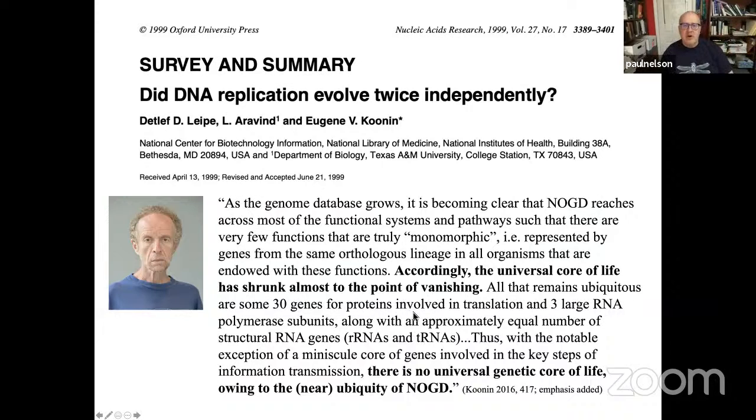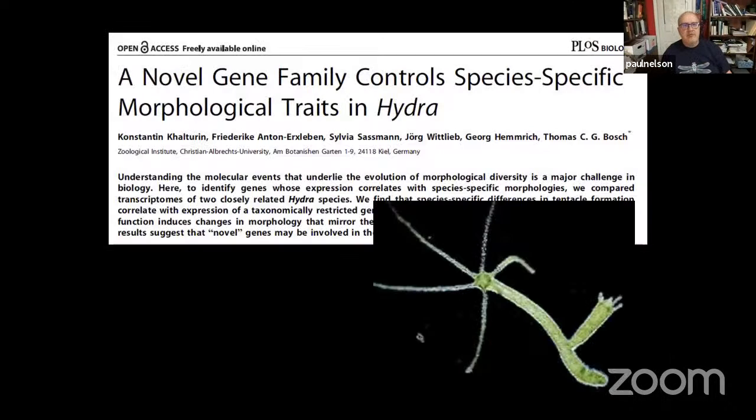So more recently, in 2016, he said, look, the universal core of life has shrunk almost to the point of vanishing. In fact, there is no universal genetic core of life, owing to the near ubiquity of NOGD. There are a few still apparently universal proteins. They tend to be ribosomal, but every new genome that comes in pushes the universality number down. So Koonin no longer accepts the tree of life.